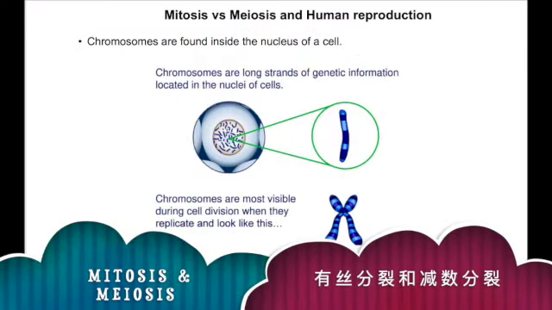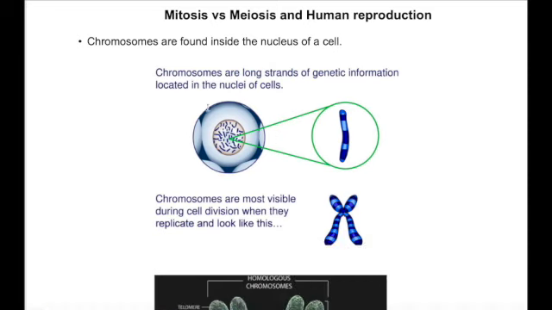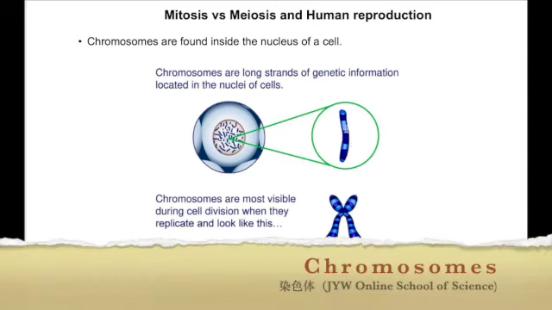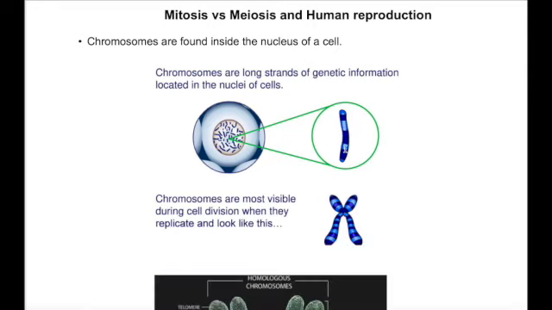In this video, we talk about mitosis, meiosis, and human reproduction. This diagram shows you a cell. Inside the cell is a nucleus. Now, this nucleus contains lots of chromosomes. Chromosomes carry genetic information. It makes who you are.